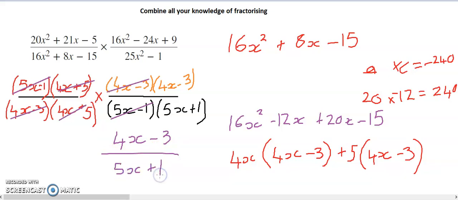plus 1. Hopefully this helps you out, but it's really about using all of your factorizing skills and being able to simplify.